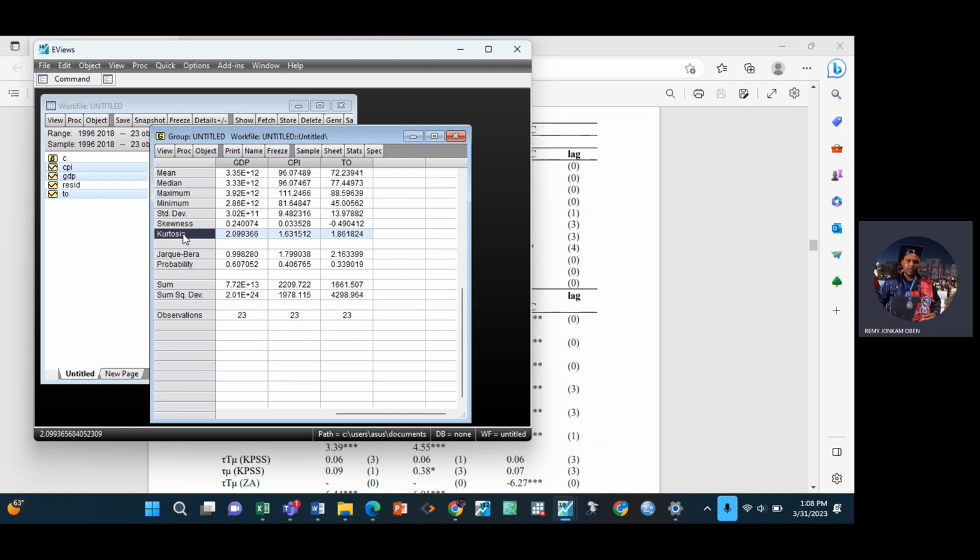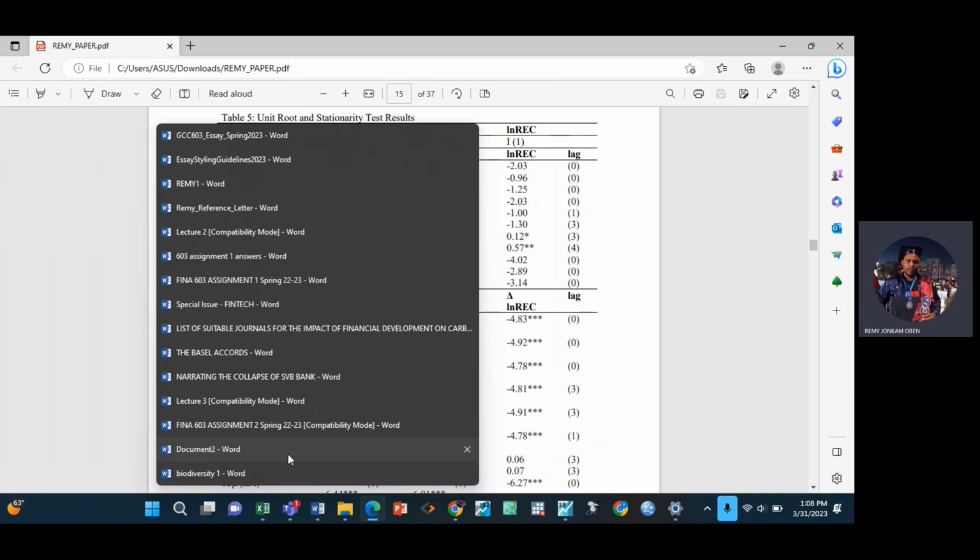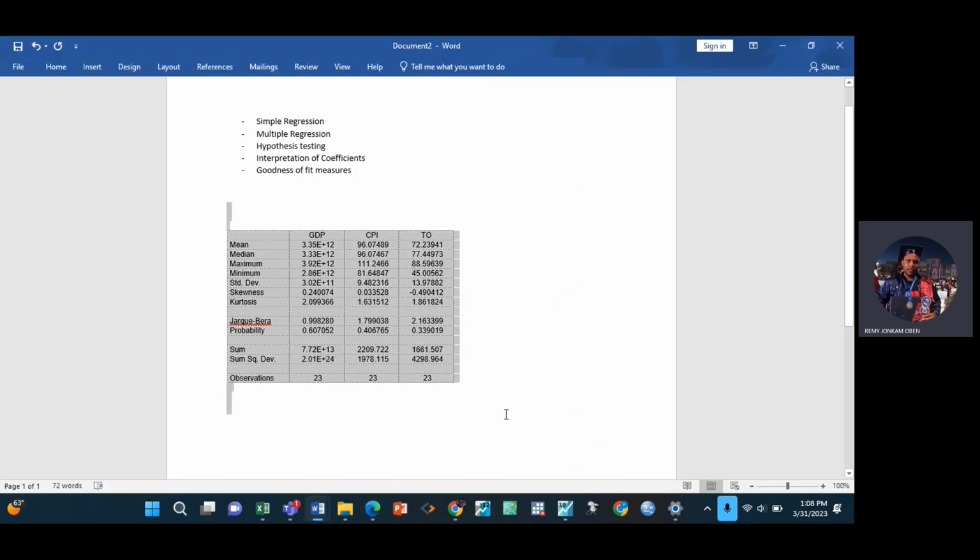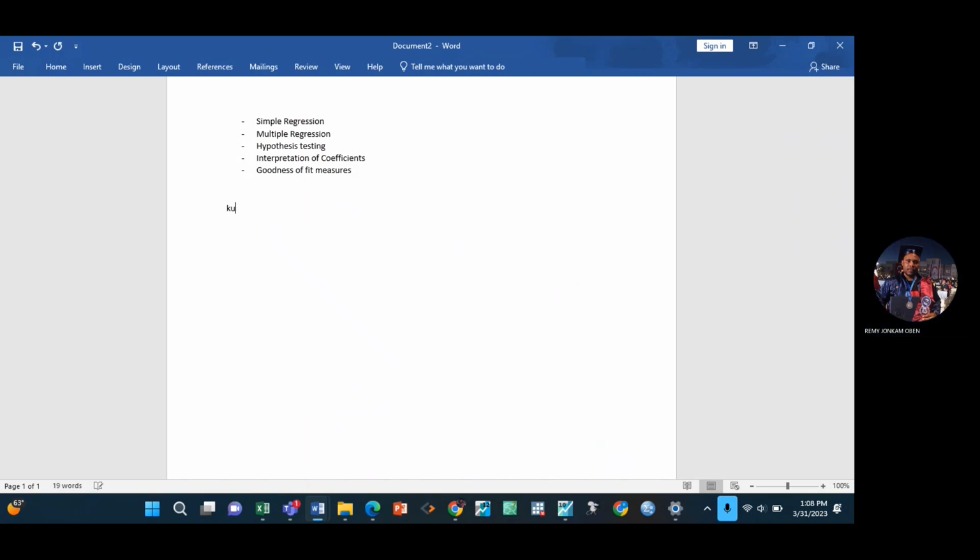If it is positive excess kurtosis, there is a word we call it. Let's spell it. Kurtosis equals 3 for normal distribution. Now, for this normal distribution, if the kurtosis is 3, which shows that it is normally distributed, then we say it is mesokurtic.